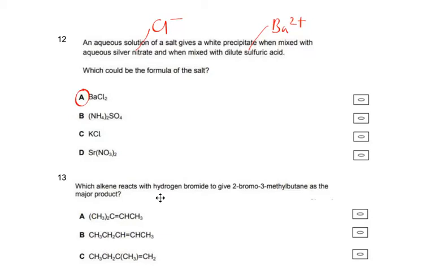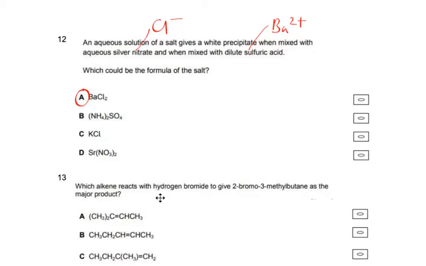The barium chloride is soluble. It will give you soluble barium ions which will react with the sulfates to give a white precipitate, and it gives you chloride ions which react with the silver to make silver chloride, which is insoluble and white.